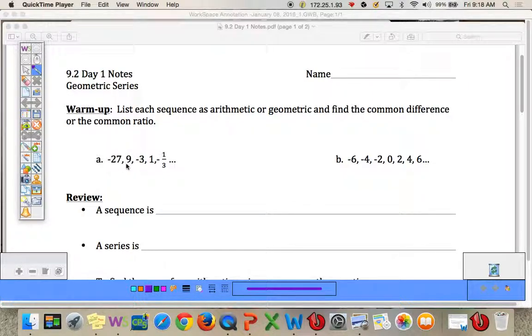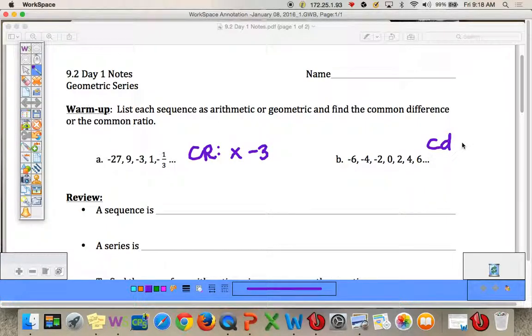This one right here, it alternates, so I know it must be multiplying, and it's being multiplied by -3. So here, there's a common ratio, and that common ratio is -3. So we're going to multiply by -3. The second one, it looks like we're adding. We're adding 2 every time, so that would be a common difference. It's arithmetic if you're adding or subtracting, and that common difference is +2.